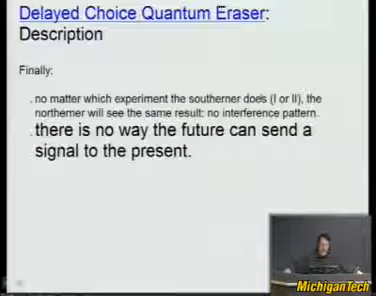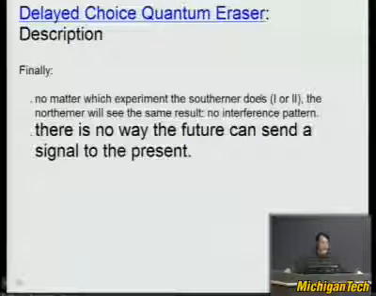Finally, no matter which experiment the southerner does, whether it's experiment 1 or experiment 2, the northerner will see the same result. The northerner will see no interference pattern. Their photons will come in just like they always did. No interference pattern ever. Doesn't matter what the southerner does. The northerner measures the same.